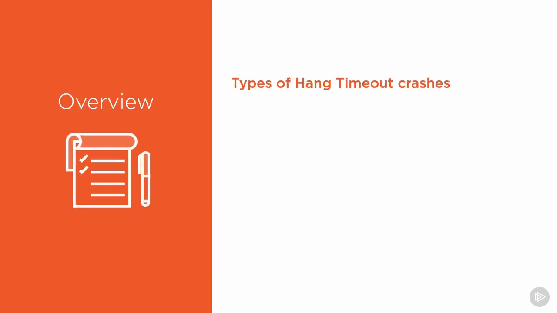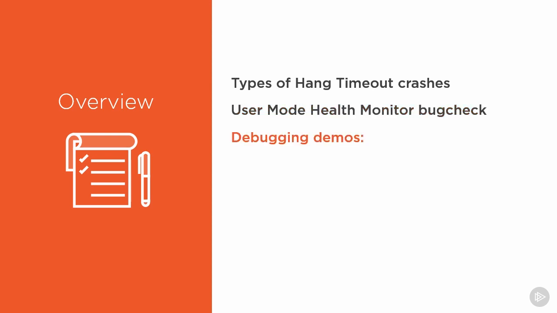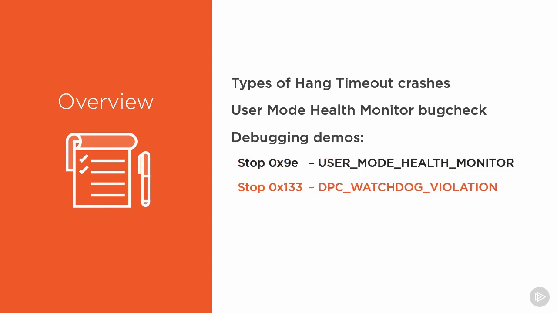More specifically, I'll cover the different types of hang timeout crashes and what causes them to occur. As you may know, one of the most common timeout bug checks to occur in this category is the User Mode Health Monitor bug check, so I'll cover that in detail. I'll then provide you with several debugging demonstrations, such as how you go about analyzing a Stop 9E, a User Mode Health Monitor bug check. We'll then cover a Stop 133, which is a DPC watchdog violation, and we'll finish up with a Stop FFFE, which is a driver-defined bug check. I'll then provide you with a summary of your learnings.